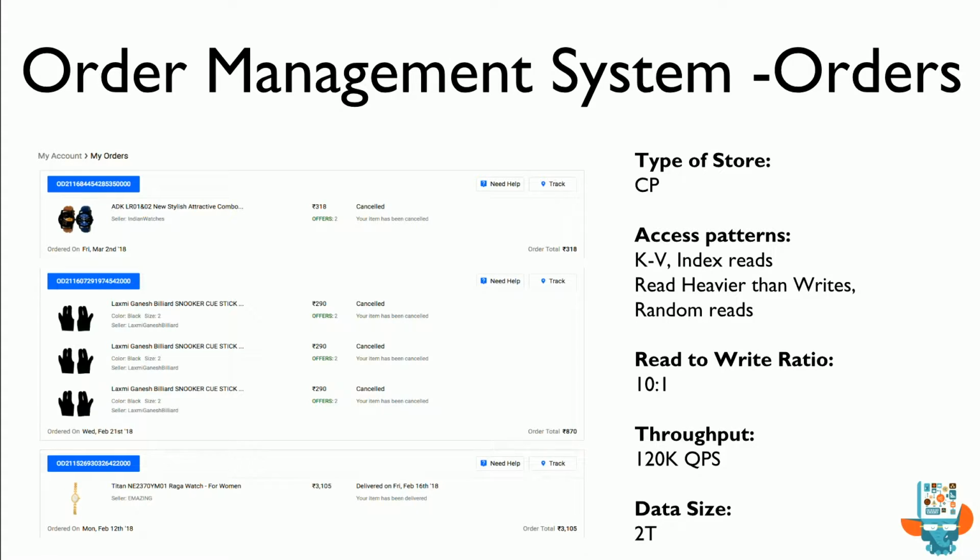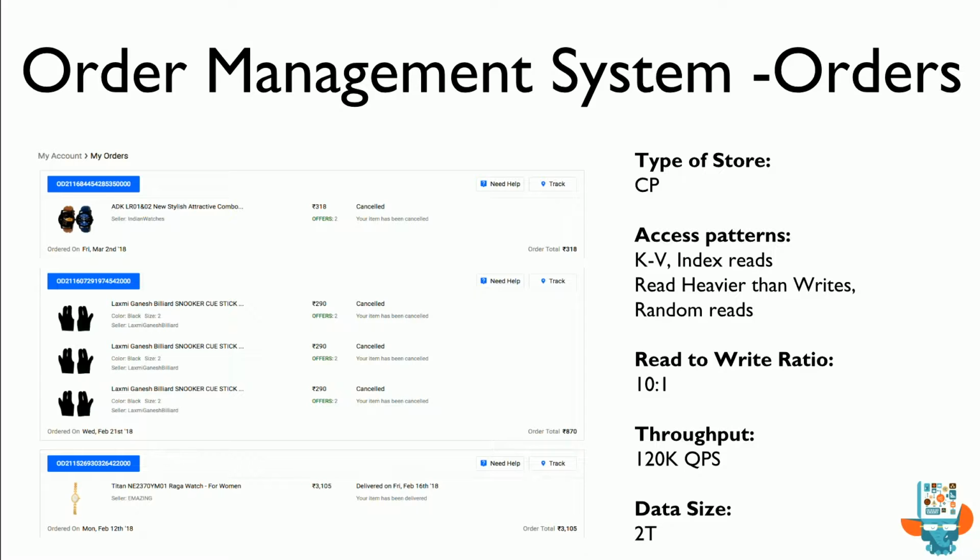Give me the entire order block given an order ID. Minor deviation from what I spoke about earlier is that there are requirements for index reads. In fact, the screenshot I've shown you is where, given a customer's account, give me all his orders, right? And another deviation here is reads are much heavier than writes, right? You would probably just come check what's happening with your order. It's not that you're going to mutate your order every second.